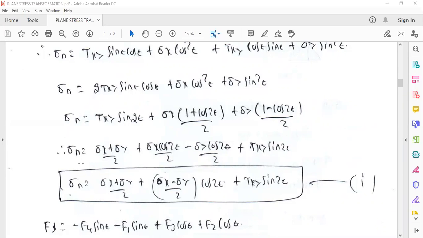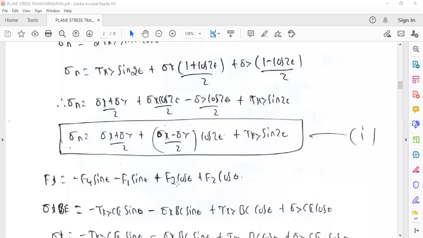So this is sigma n: sigma x plus sigma y by 2, plus sigma x cos 2 theta minus sigma y cos 2 theta. If I take common, sigma x plus sigma y by 2 plus sigma x minus sigma y by 2 cos 2 theta plus tau xy sin 2 theta. I am left with these terms.